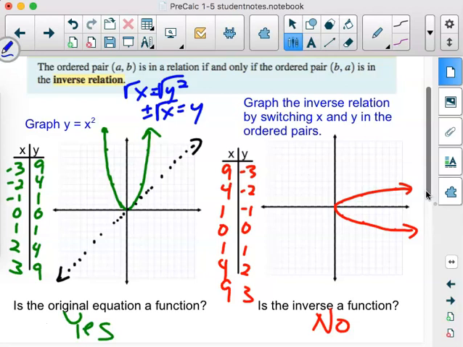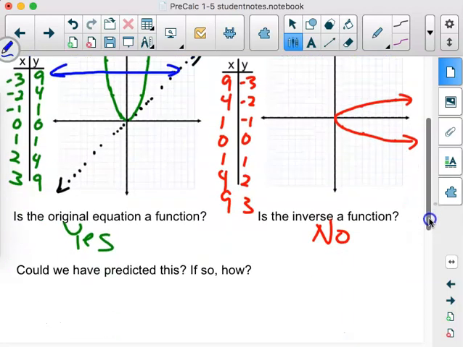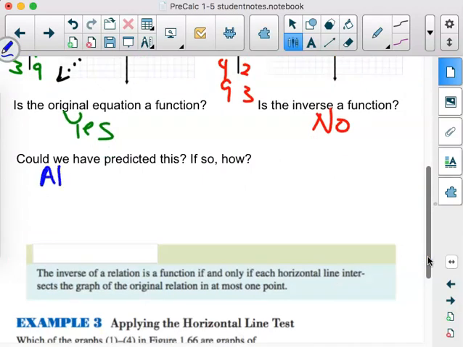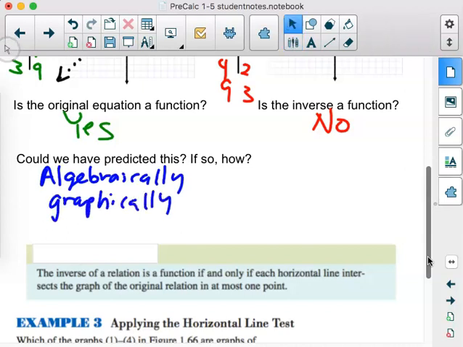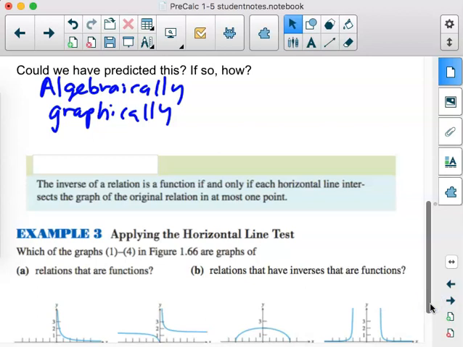But we had another test last year, too. Didn't use it a whole lot. Like I said, it's one of those little blurbs, and you do 10 minutes of homework, and you're done. And that's the horizontal line test. The horizontal line test says if we draw a horizontal line anywhere on our original function, and it passes through more than 1 point, then the inverse will not be a function. So 2 ways. We could look at this algebraically, or graphically.